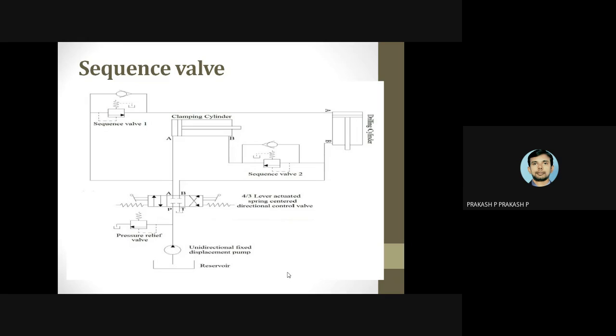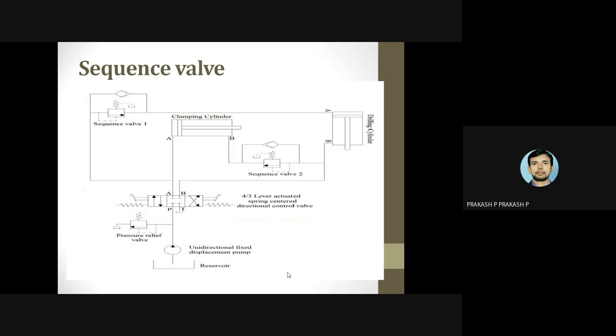Similarly, for how the drilling cylinder will be retracted, the fluid flows from B to B, and whatever oil is at the head portion of the cylinder will be directly sent into A to A. Now the fluid flow happens this time through the check valve only, not through the sequence valve. So with the help of the check valve, the fluid is allowed and it is directly stored into the tank. So this happens in retraction.